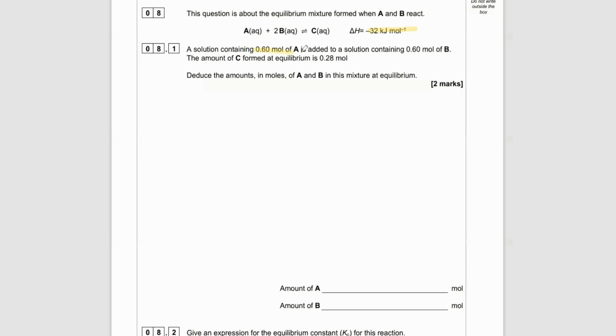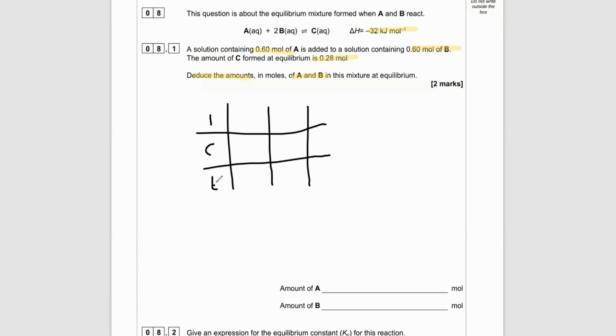Now, a solution containing 0.6 moles of A is added to a solution containing 0.6 moles of B. The amount of C formed at equilibrium is 0.28 moles. Deduce the amounts in moles of A and B in the mixture at equilibrium. Now, there's different ways to do this. One of the ways that is popular among people is to draw a little table and you write ICE down the side. It stands for initial, change, and equilibrium.